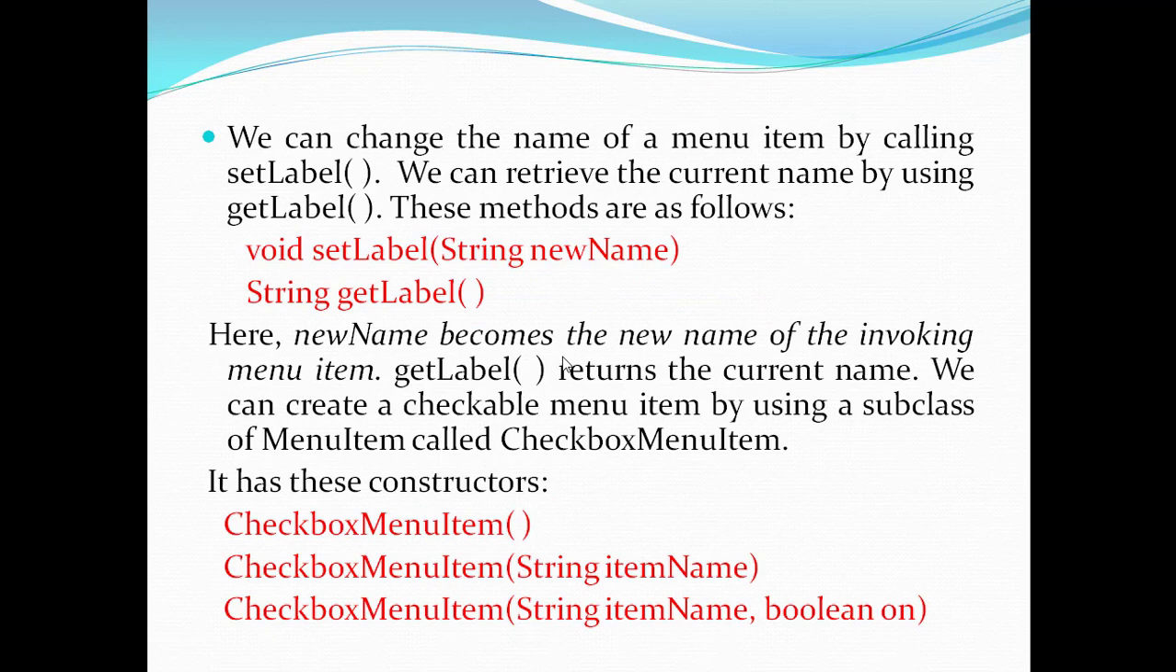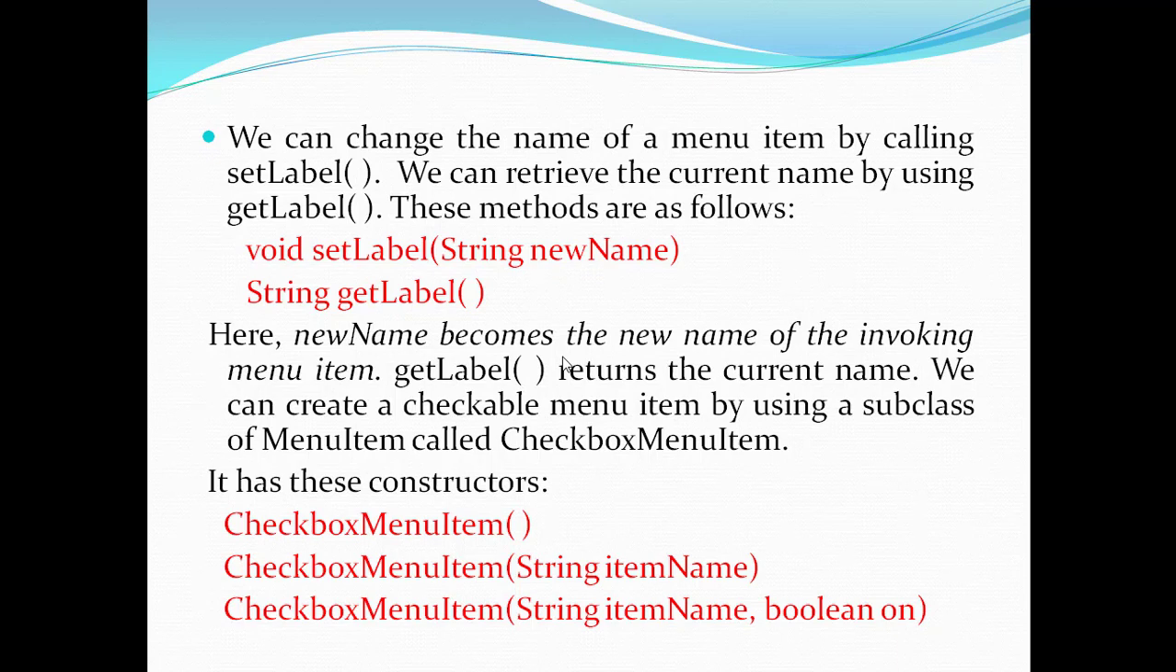We can change the name of a menu item by calling the setLabel method. We can retrieve the current name by using the getLabel method. These methods are as follows: void setLabel(String newName) and String getLabel(). Here newName becomes the new name of the invoking menu item. The getLabel method returns the current name.